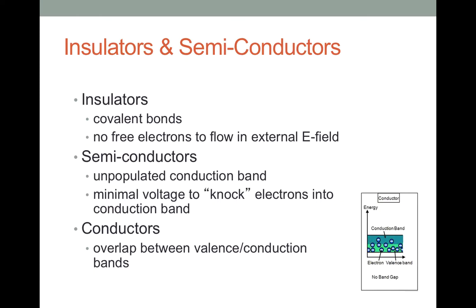It's kind of like the 1s and the 2s orbitals basically being so close to each other that all you need is to add a very little bit of energy, and you can jump from one energy state to the other. And that's what a conductor is. It simply is a metal or material that has the two bands overlapping. So as a result, the electrons can very easily move around.